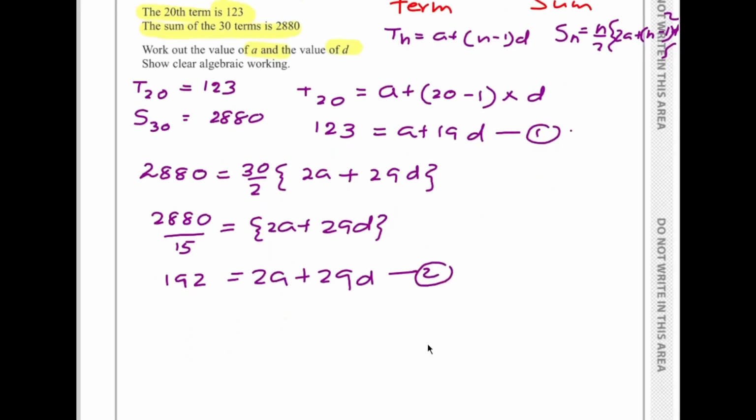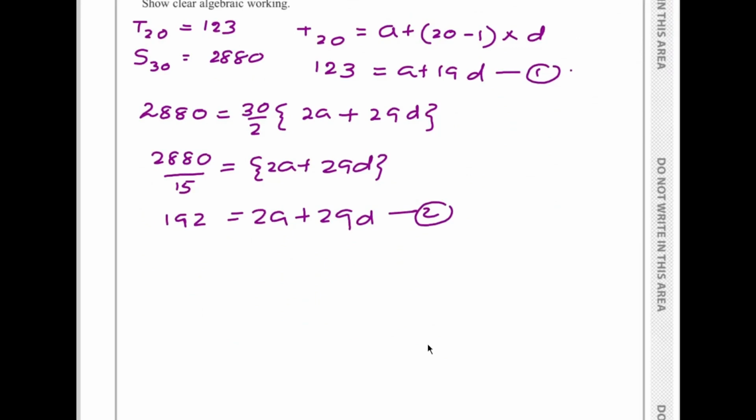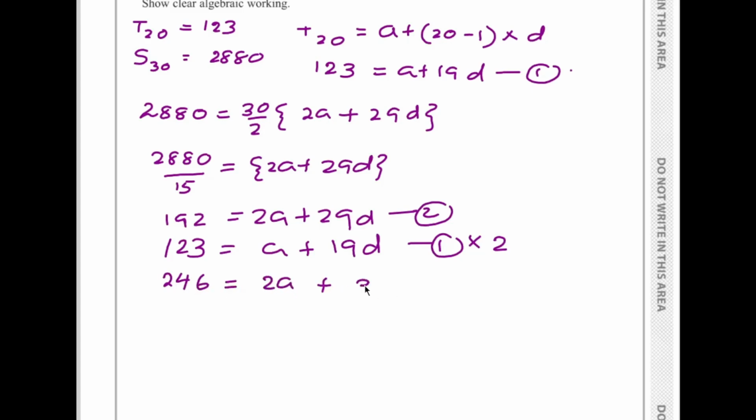Now we have to solve simultaneous equations. So this is the second one, this is the first one: 123 equals a plus 19d. Can we write this one? Now can you see here, this is a, therefore I'm multiplying this first equation by 2, then 246 equals 2a plus 38d, equation 3.